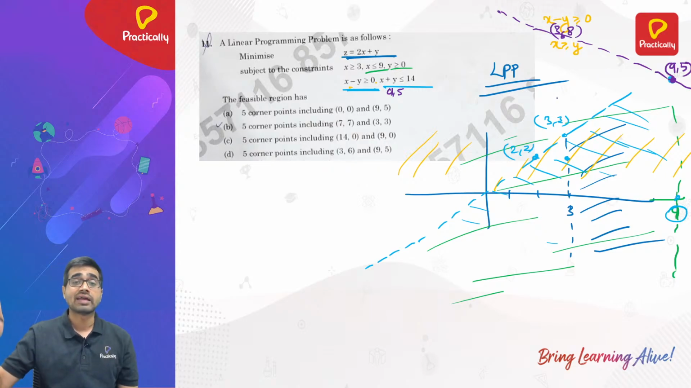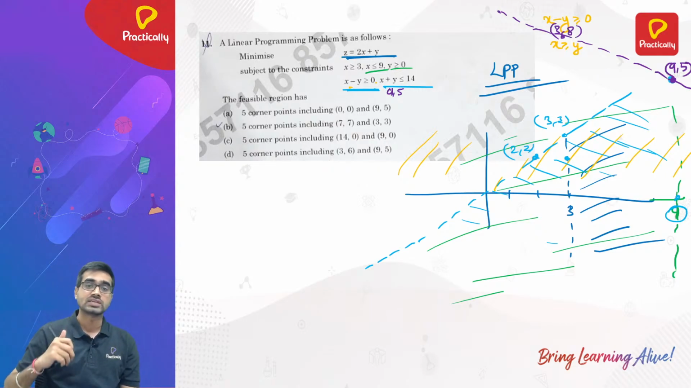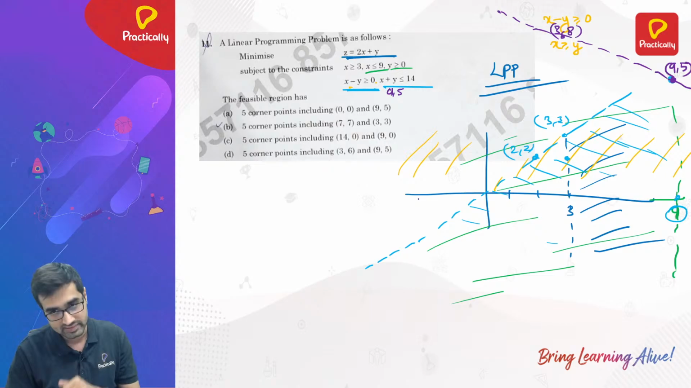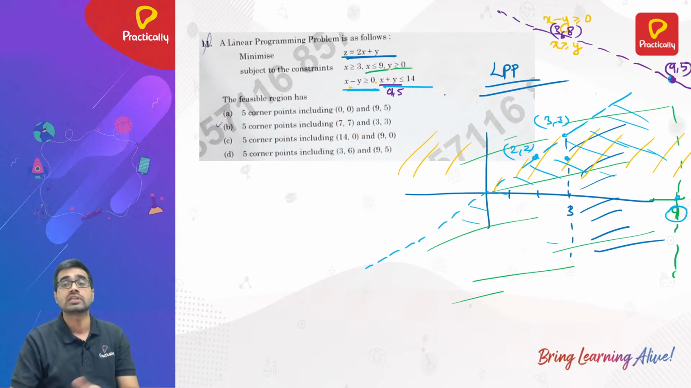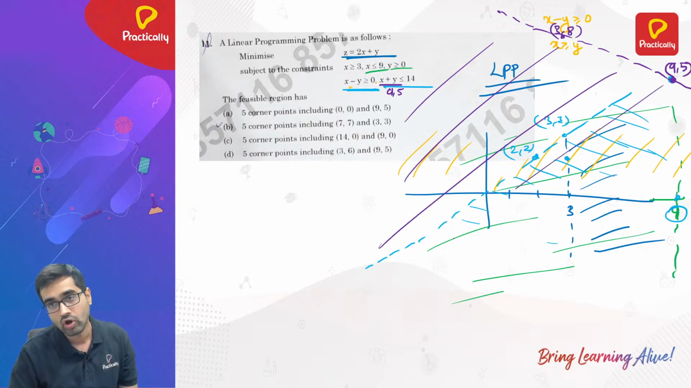This region I have to take less than 14. What are these regions? 1 comma 1 will lie, yes. 2 comma 2 will lie, yes. 3 comma 3, yes, because all these sums are less than 14. So basically it is talking about all this region.